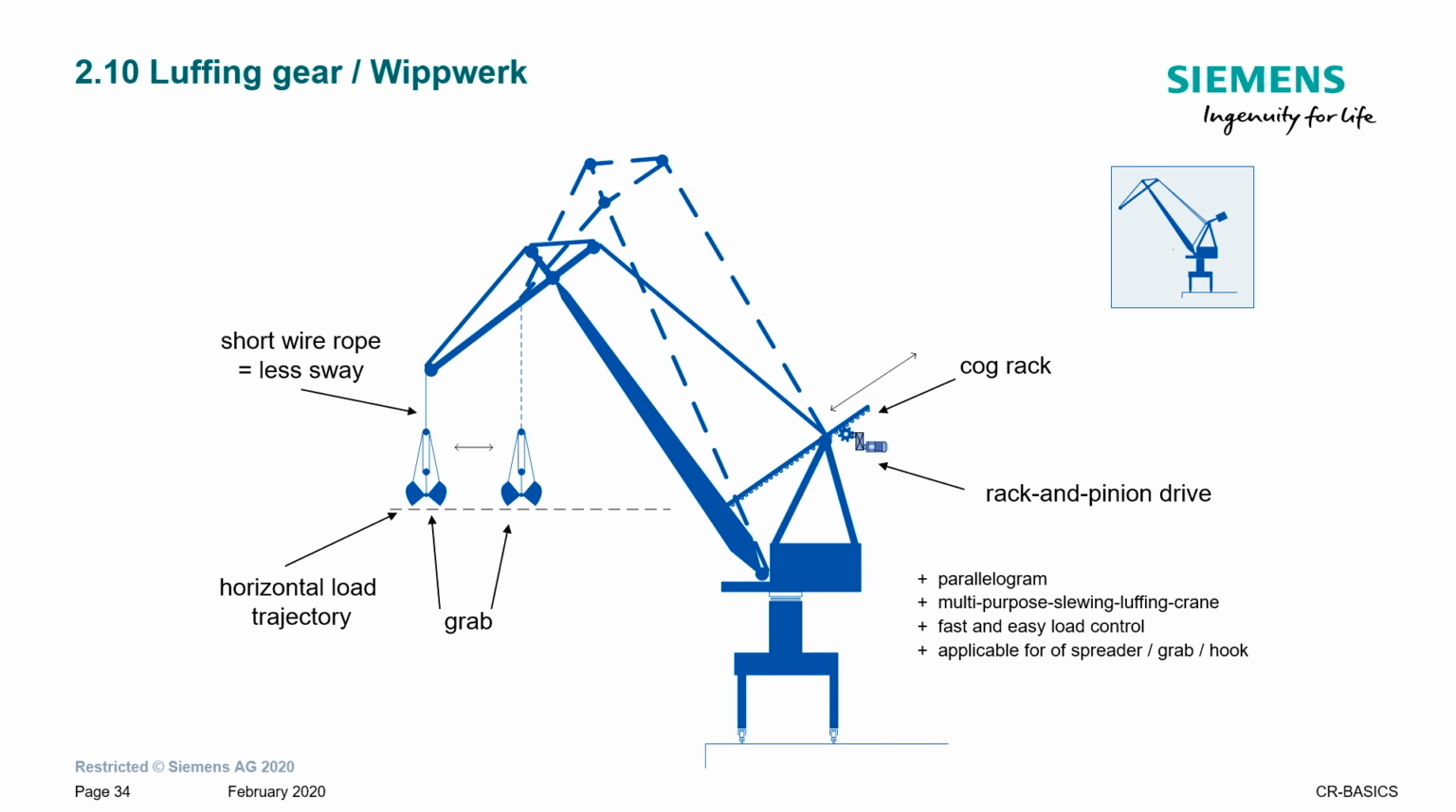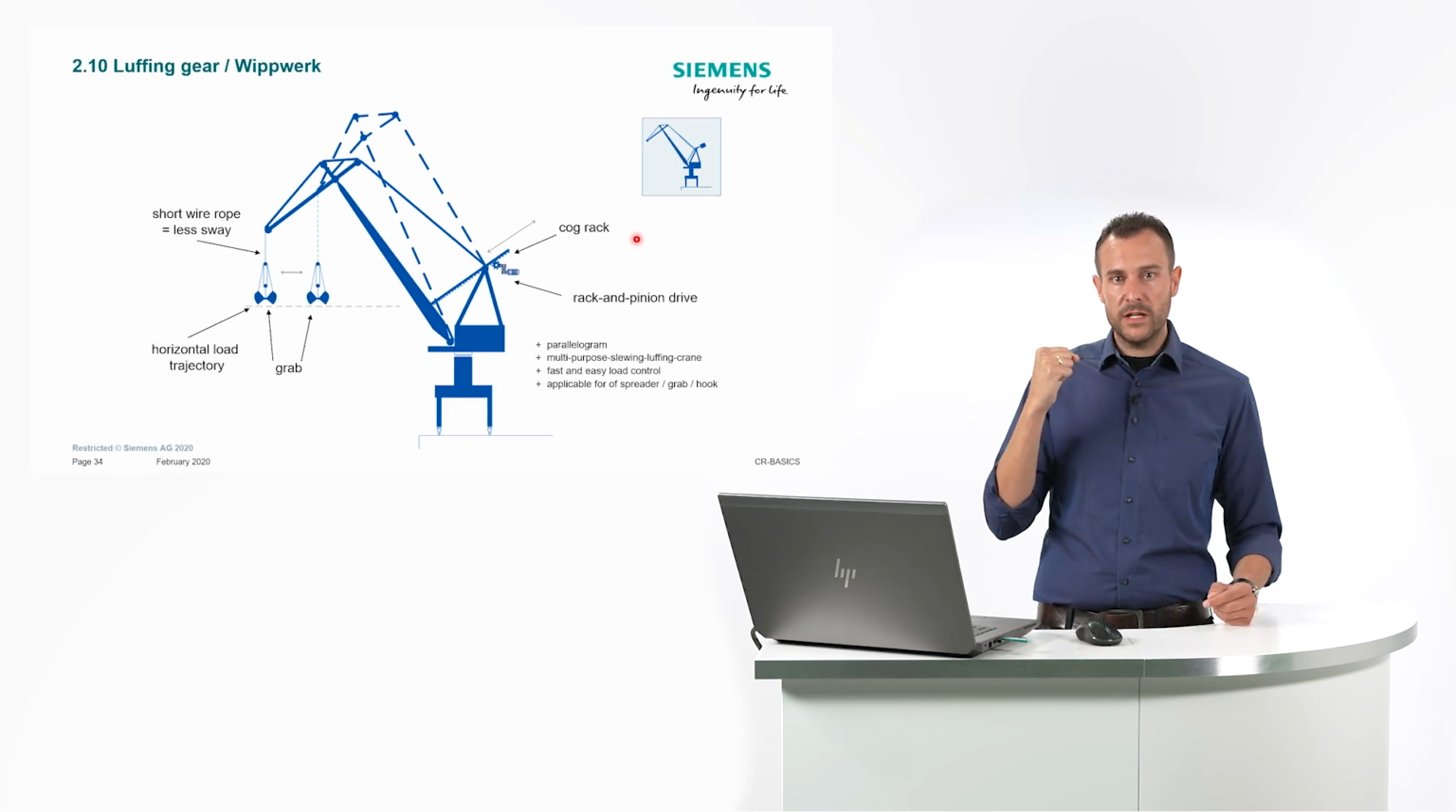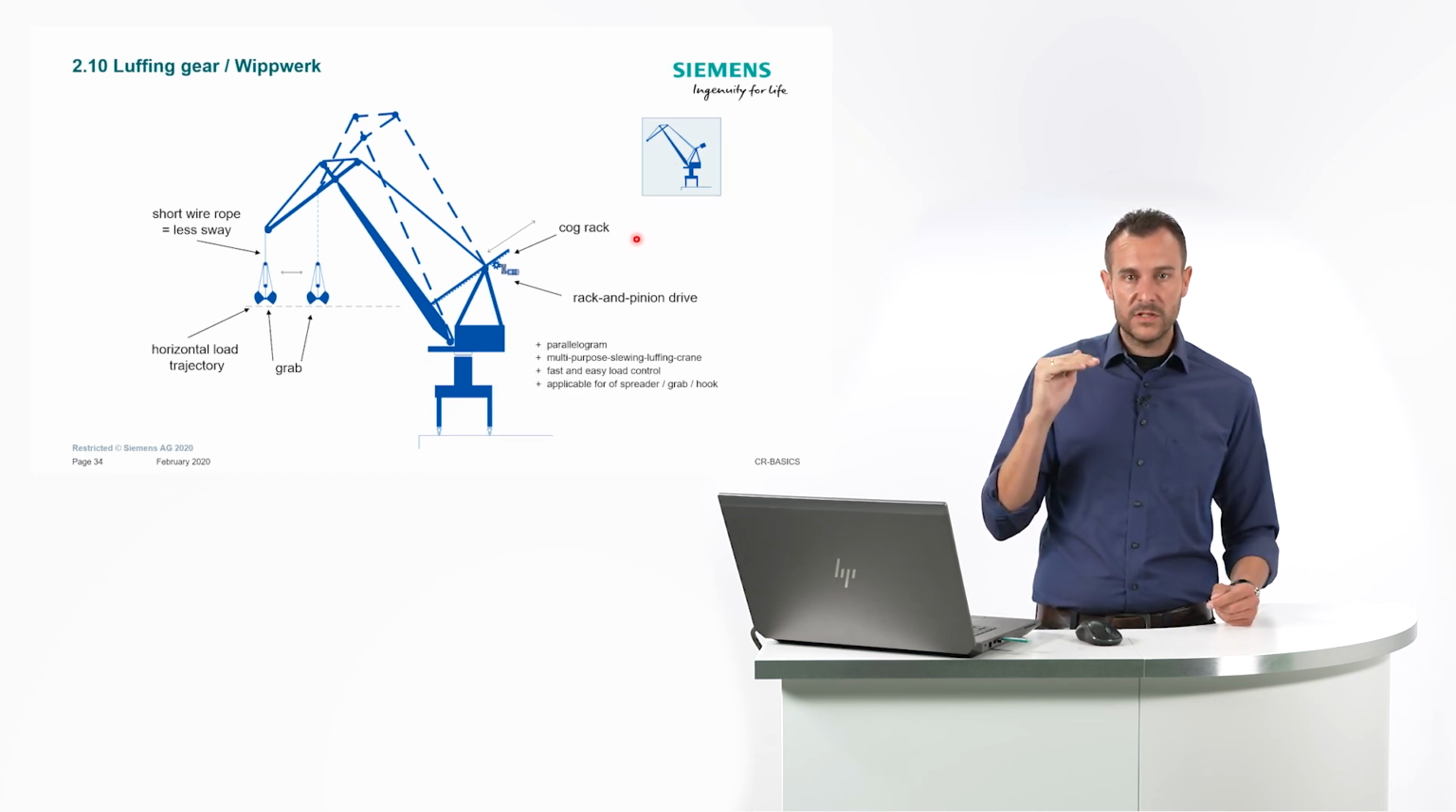Now the luffing gear. As you see here, we have a parallelogram. That means if you move the crane forward or backward, you can keep your load at one height. A very good advantage if you want to move fast forward and fast backward. You can keep your safe distance to all obstacles which are, for example, on a barge or anything.